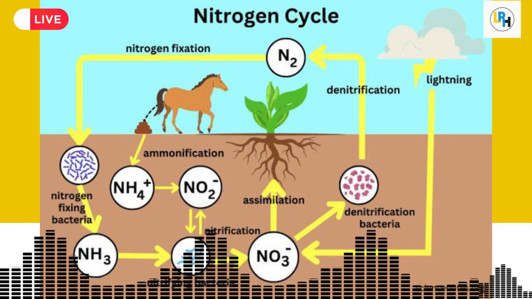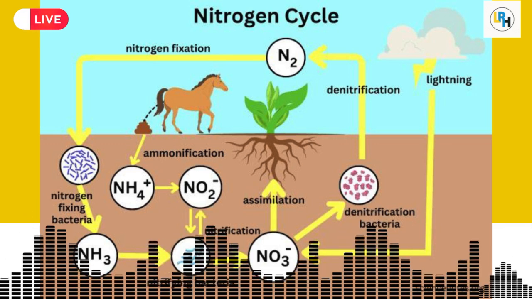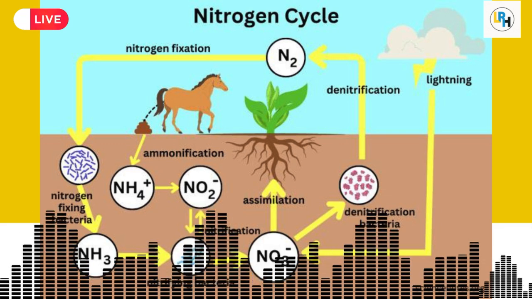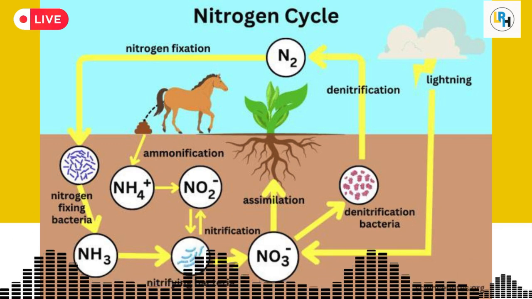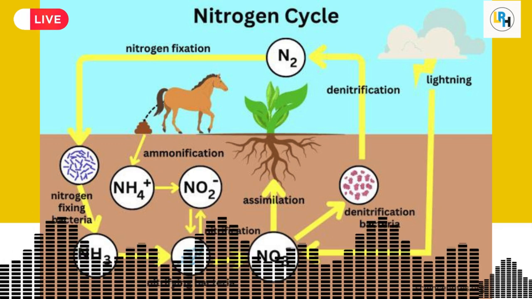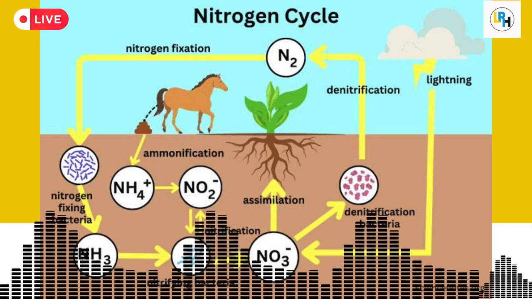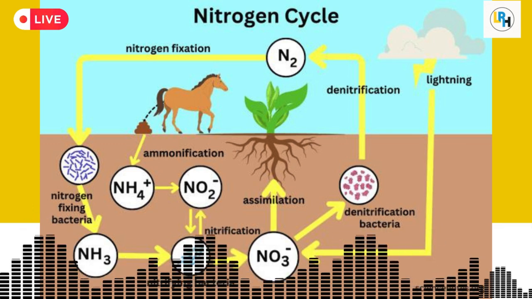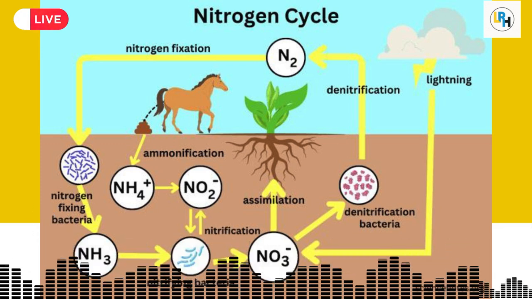What are the stages of the nitrogen cycle? 1. Nitrogen fixation. This is the process of converting nitrogen gas from the air into compounds like nitrates and ammonia. This is done by nitrogen-fixing bacteria in the soil and in root nodules of plants like beans and groundnuts. Lightning can also help fix nitrogen.